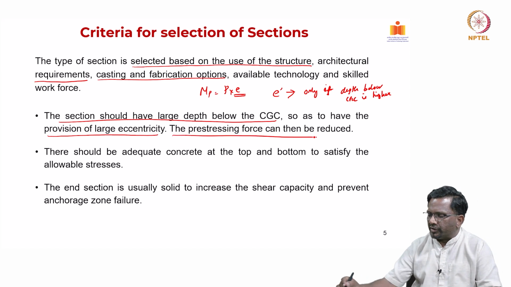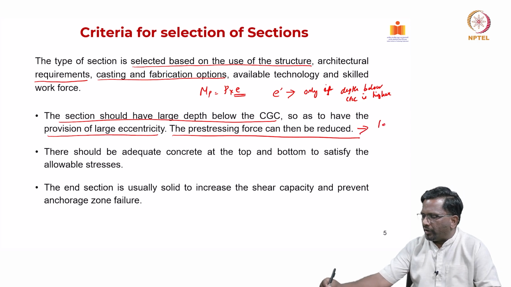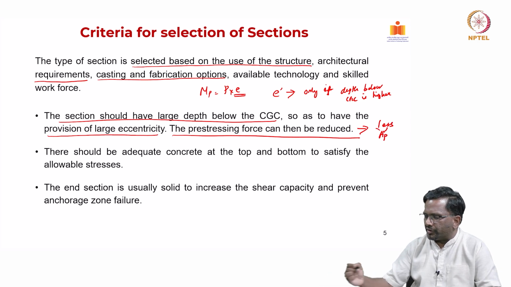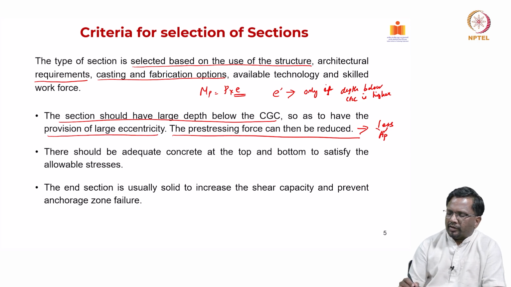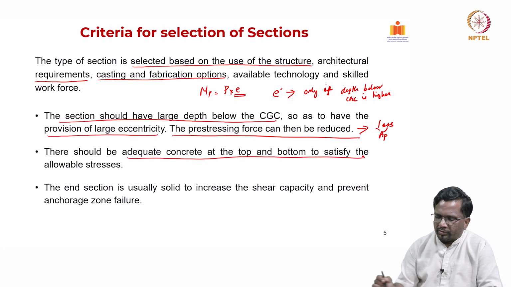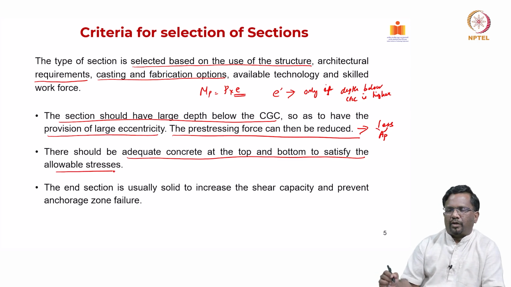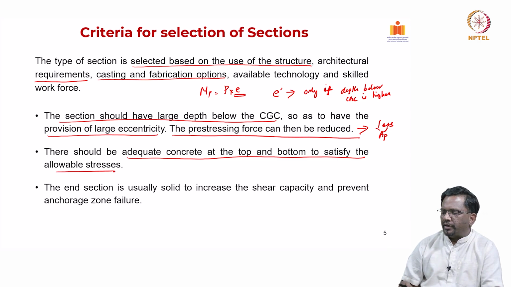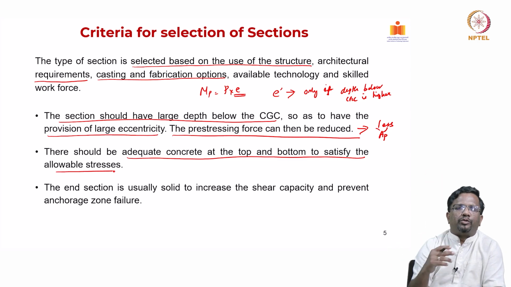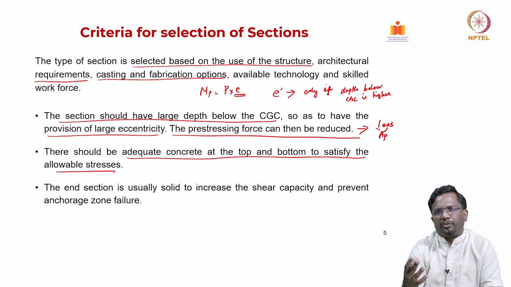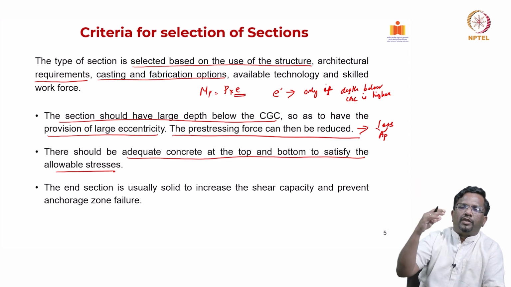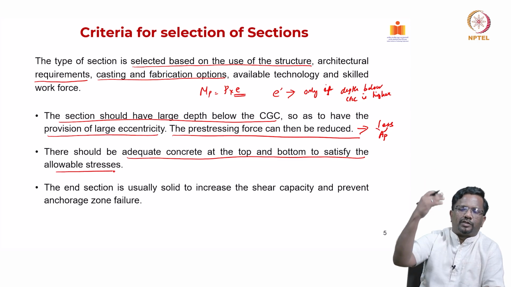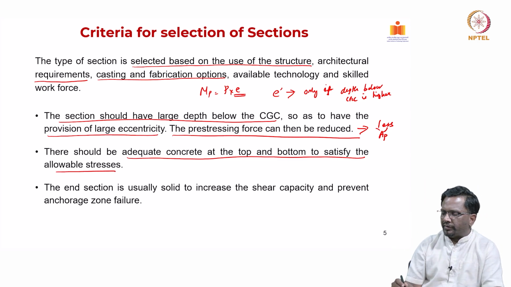Then the amount of pre-stressing force can be reduced. In turn, I will end up with a smaller area of pre-stressing steel, Ap. And there should be adequate concrete at the top and bottom to satisfy the allowable stresses. That means you put more area at the largest distance from the neutral axis. For flexure, I need to put more area where the stresses are going to be high. In flexure, from the strain gradient, you know that the stresses are higher at a larger distance away from the neutral axis. That is the reason we need adequate concrete at the top and bottom to satisfy the allowable stresses.